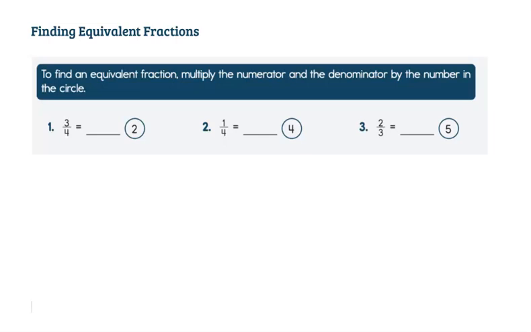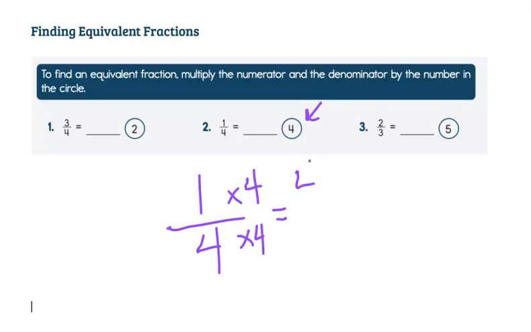Now for the next one, we have the fraction 1 over 4. And the directions say to multiply the numerator by 4 and the denominator by 4 in order to find the equivalent fraction. And the equivalent fraction would be 4 over 16. Why? Because 1 times 4 is 4 and 4 times 4 is 16. So 1 over 4 is equivalent or equal to 4 over 16.